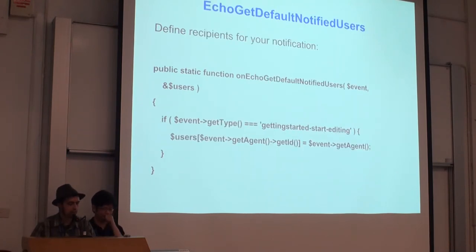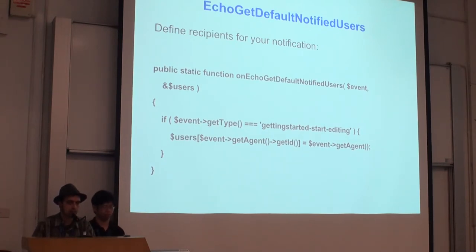In the other hook, Echo get default notified users, this is the one that is used to define who actually receives your notification. This is an example from the Getting Started extension, although it's a little bit simplified here. The basic way it works is it sees if the event type matches this particular notification, which in this case is getting started, start editing, then it adds a new user into the user array. The ID for the user is the agent, and the agent is whoever actually triggered the notification. This is probably the simplest case that you can come up with.